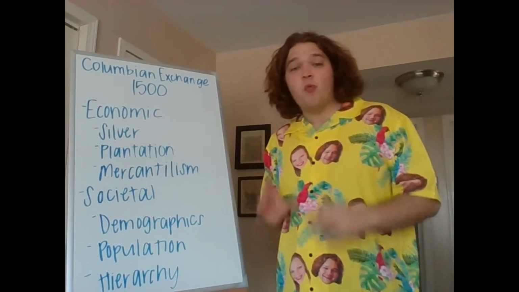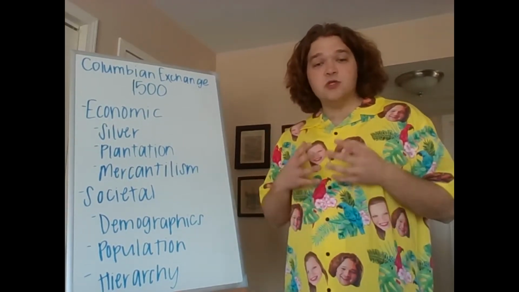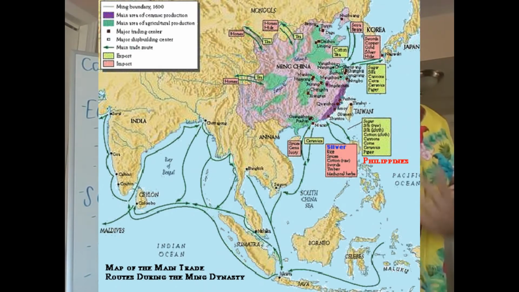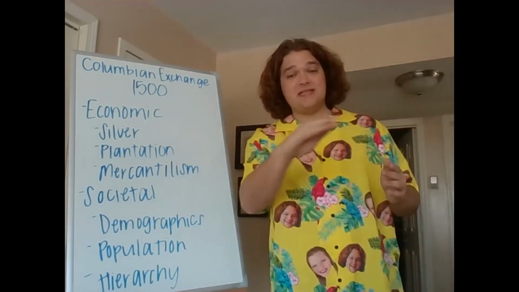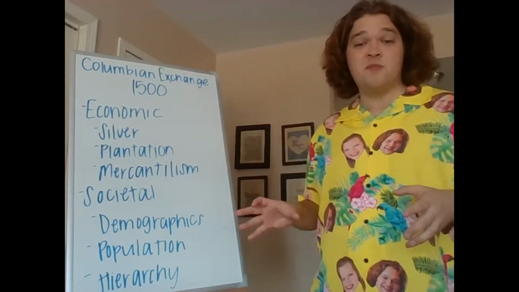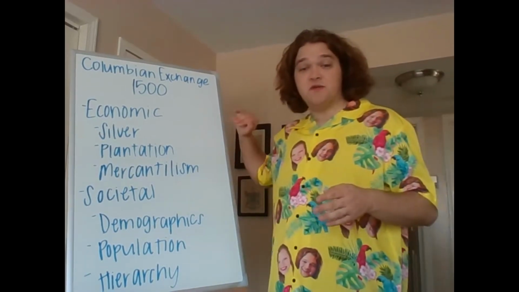But second, and more importantly, this silver allows Europeans to trade with China. China does not want European goods. We'll get into this more when we get into the European interaction of Asia, but baseline, China does not want European goods. The way that Europeans can trade with China is through silver.